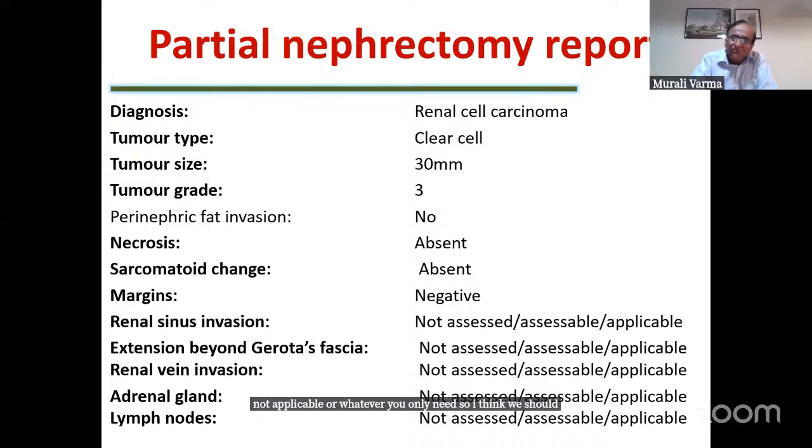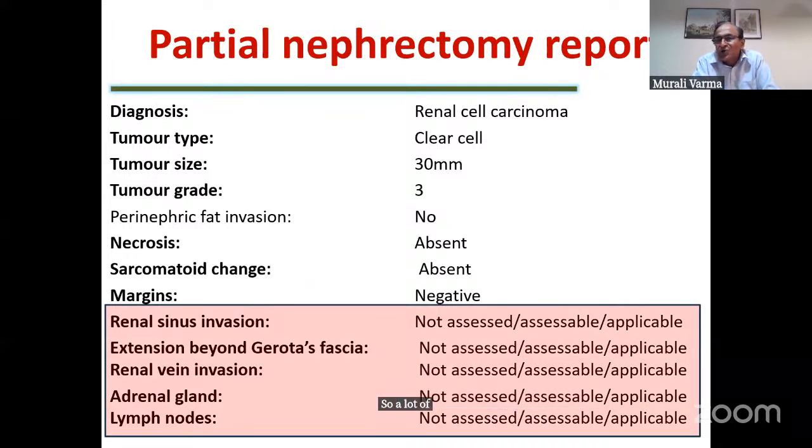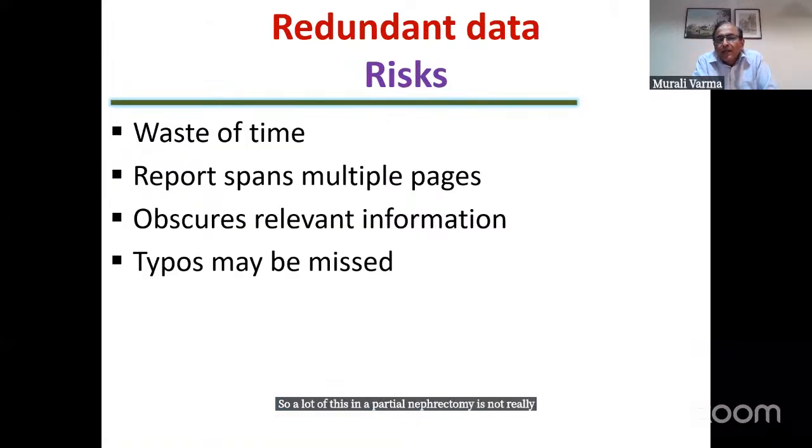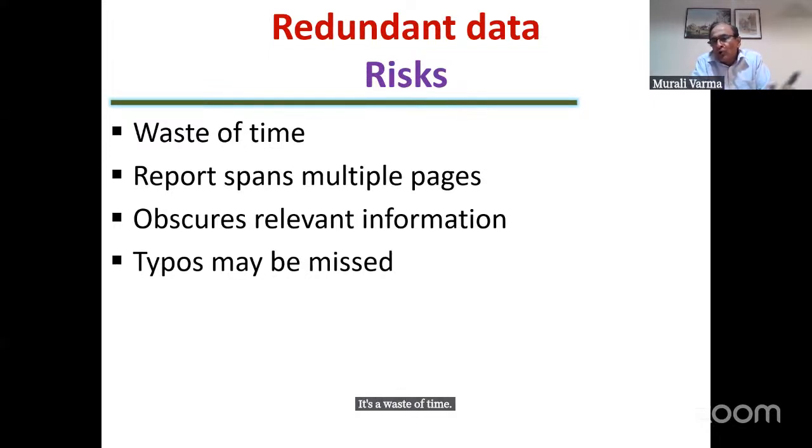If we put too much information in there, then don't be surprised if the clinicians don't read it and they miss the more important bits. So a lot of this in a partial nephrectomy is not really necessary. So what is the risk of having redundant data? What's the harm? Play it safe, belt and braces, right? It's a waste of time. The report goes through multiple pages. It obscures relevant information and typos can be missed.